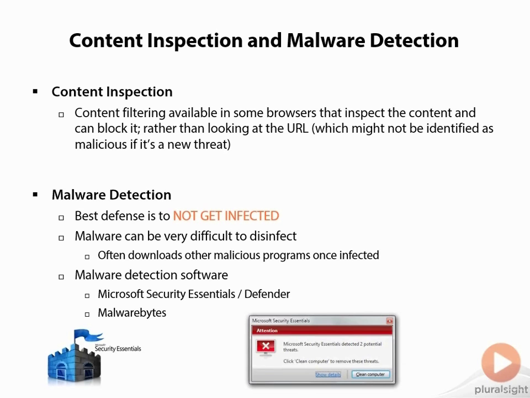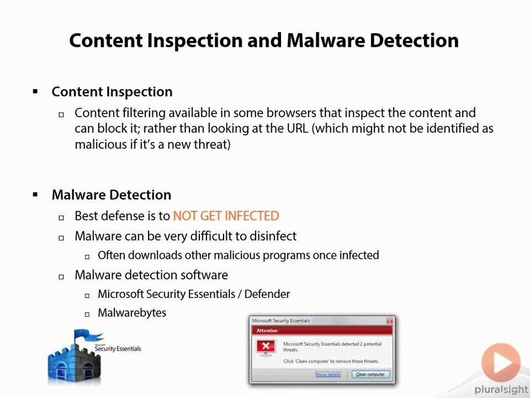So it ranges from just being a nuisance to there's a new type of malware called ransomware, where it will encrypt your computer and then threaten you with, unless you pay X number of dollars to get the decryption key, your system is basically useless. So it really runs the gamut from being more of a nuisance to a complete shutdown of your system. All right, so malware, the best defense against it, obviously, is not to get infected. It goes without saying, kind of a no-brainer. But malware can be very difficult to disinfect. And as I said, it often downloads other programs once it's infected.